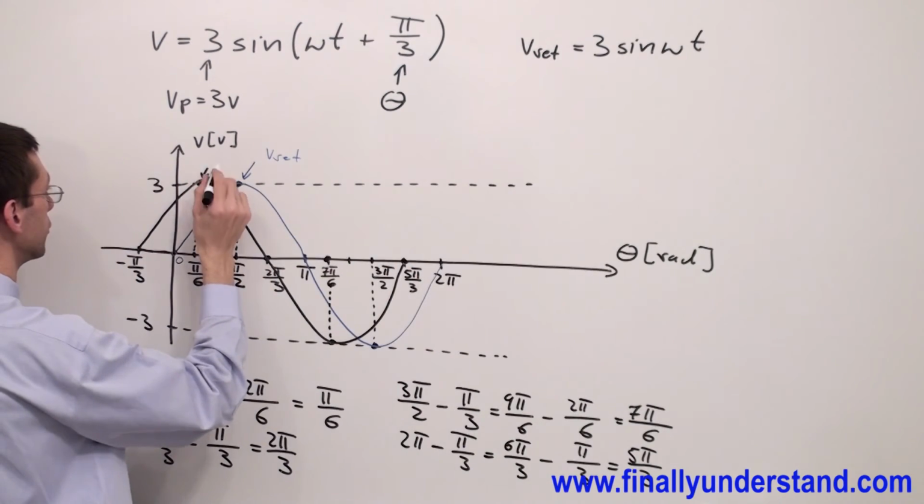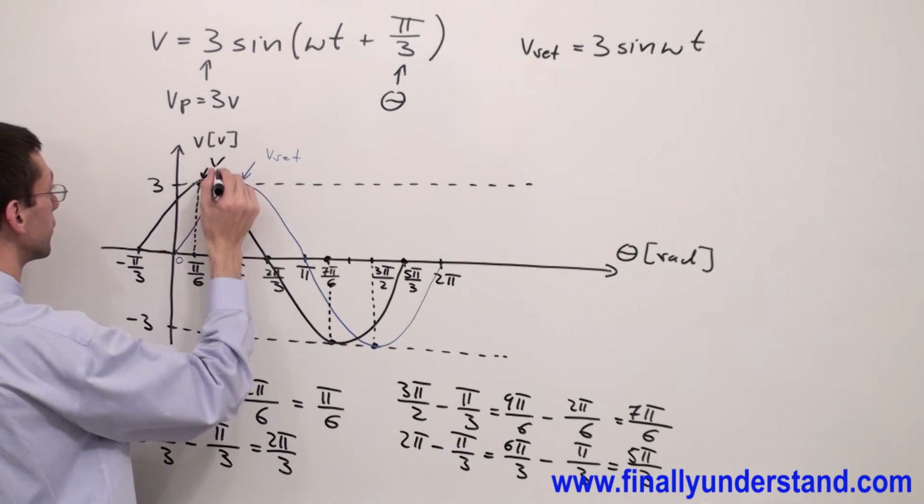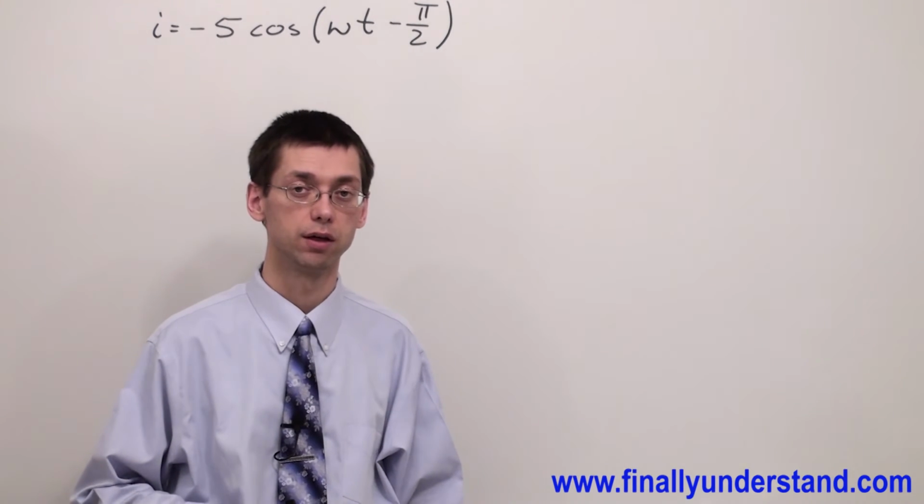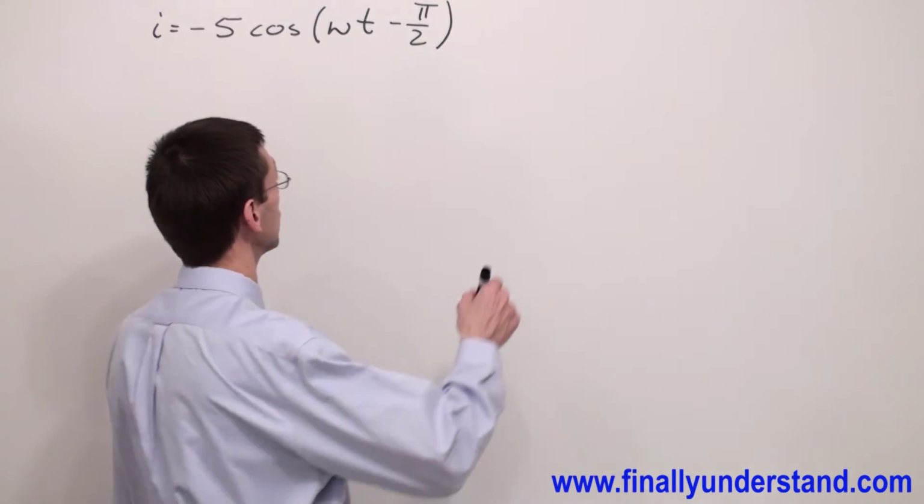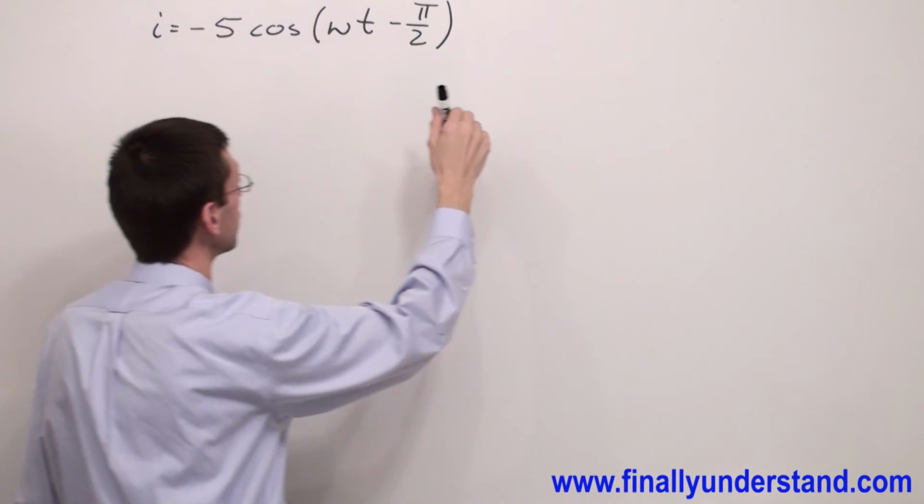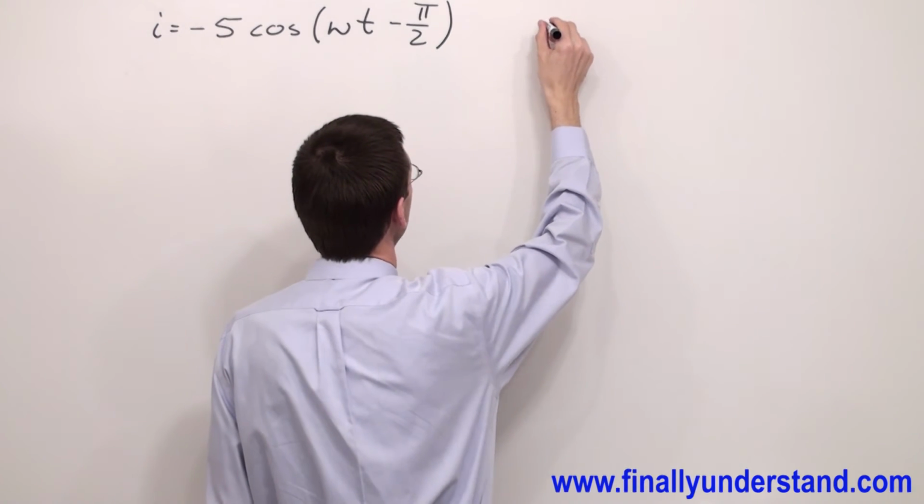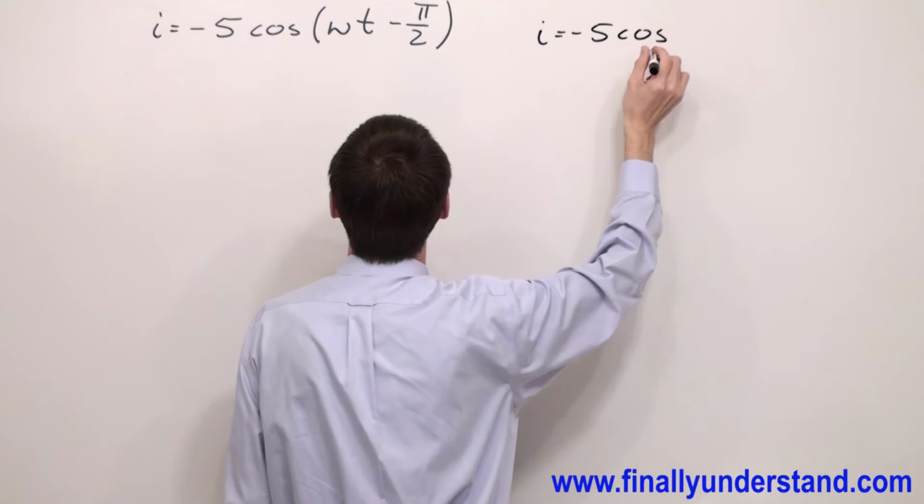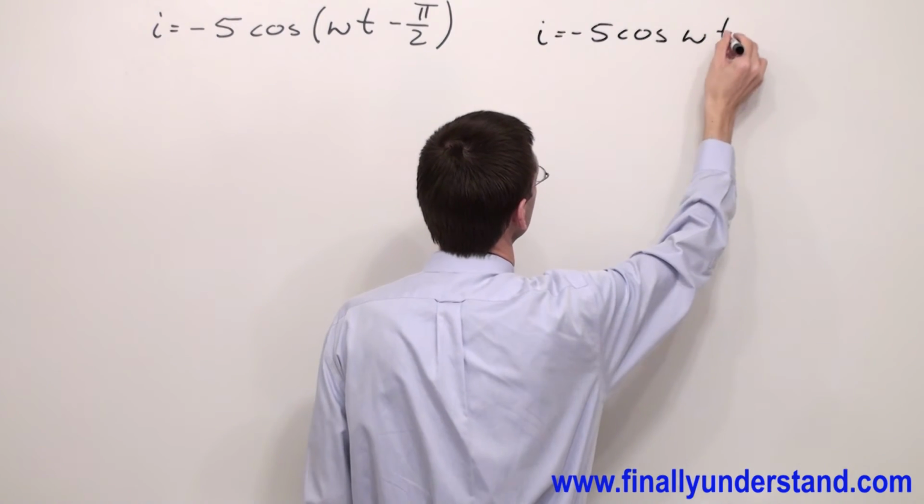And this waveform is my answer. Let's take a look at this example. We have I = -5 cos(ωt - π/2). What you're supposed to do? Write the equation of the reference wave first. Means you have to write the equation without the phase shift. Simply copy down I equals -5 cos ωt.